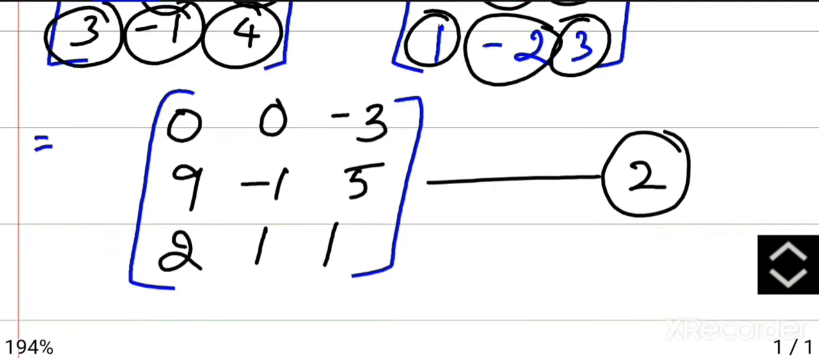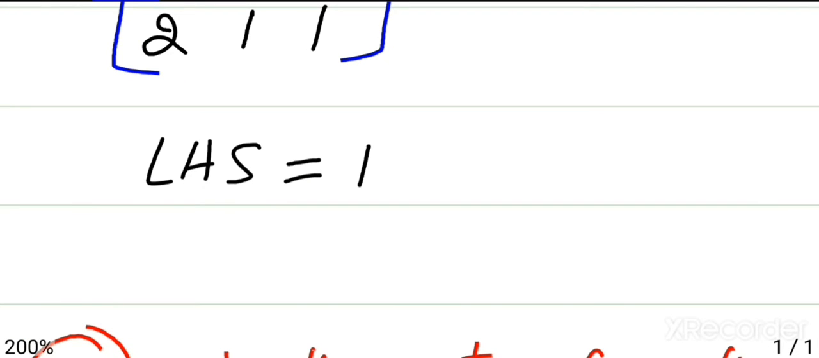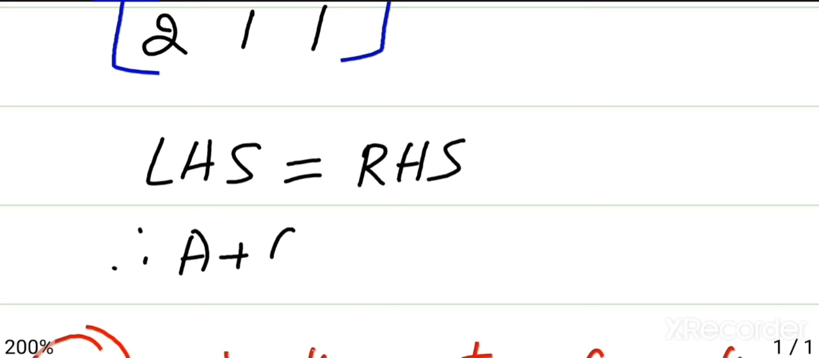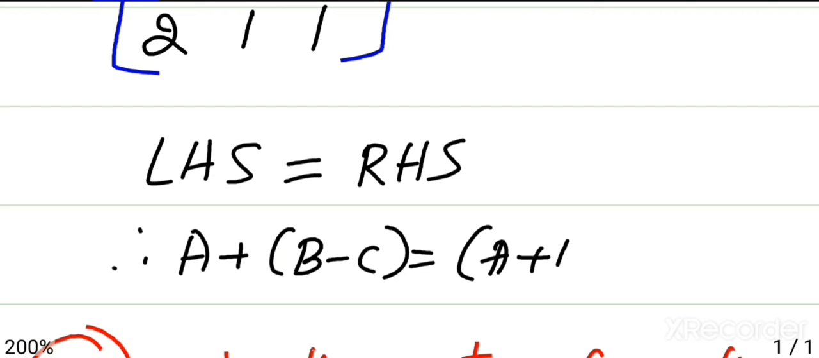Now we have proved that LHS is equal to RHS. Therefore A plus (B minus C) is equal to (A plus B) minus C.